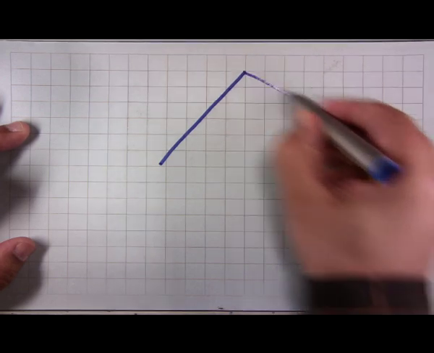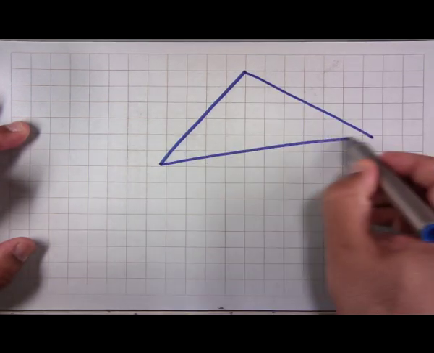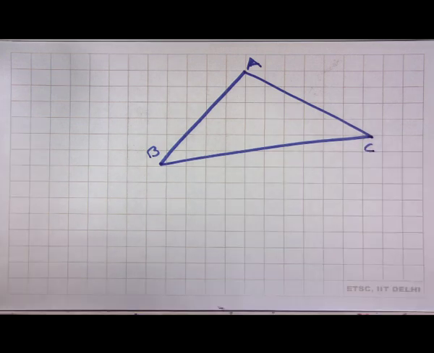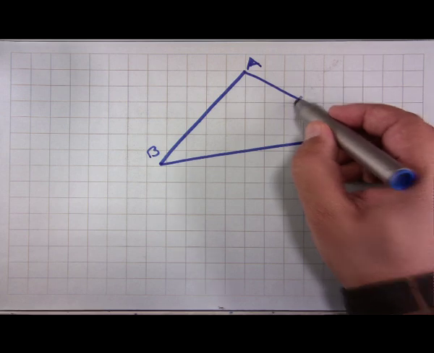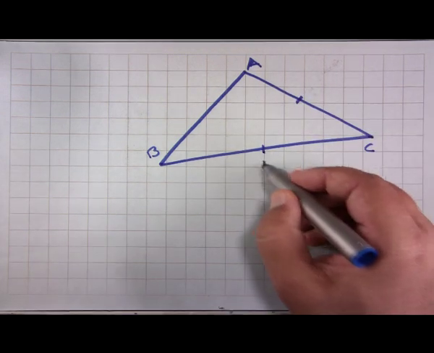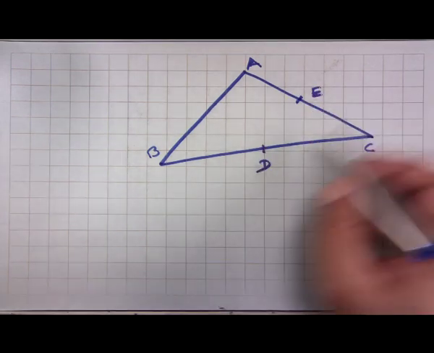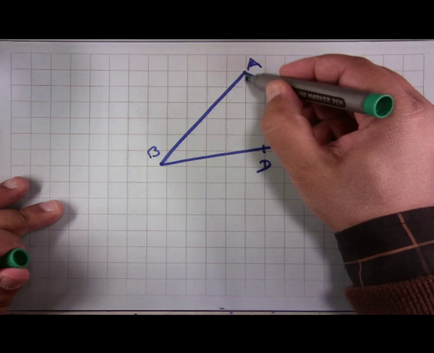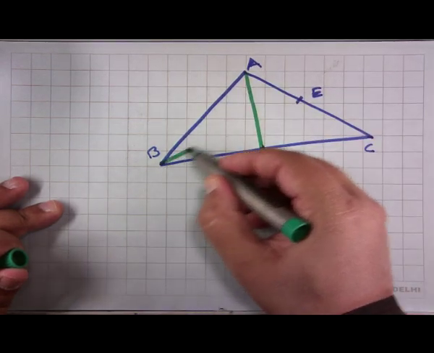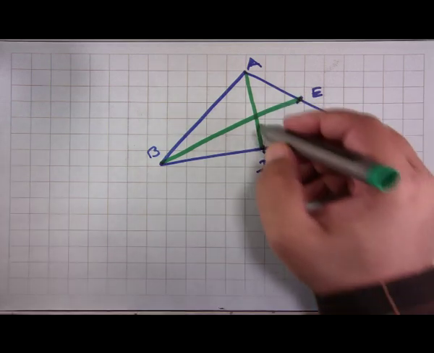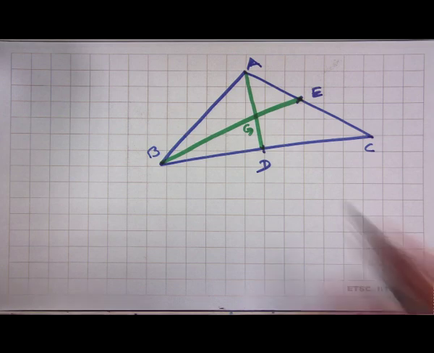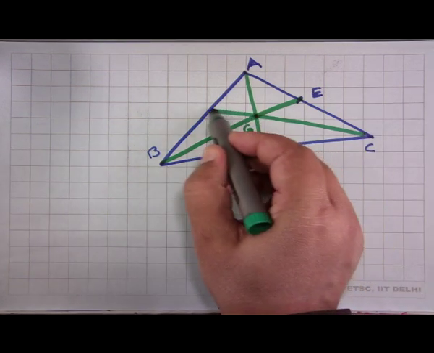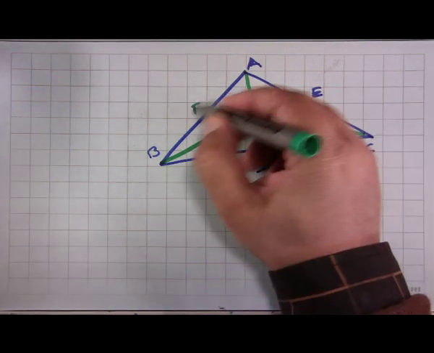So, let us say that this is our triangle ABC, and the midpoints are D, E, and of course F. So, this is the median AD, this is the median BE. They intersect at the centroid G, and then we of course have the third median CF.